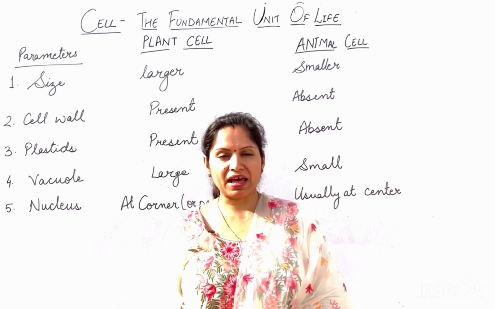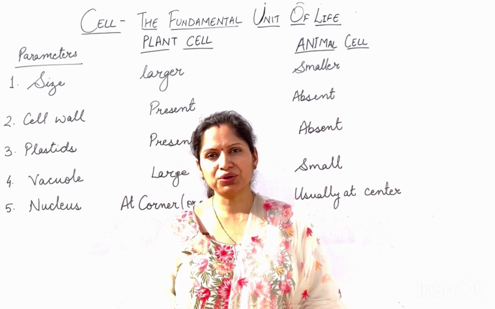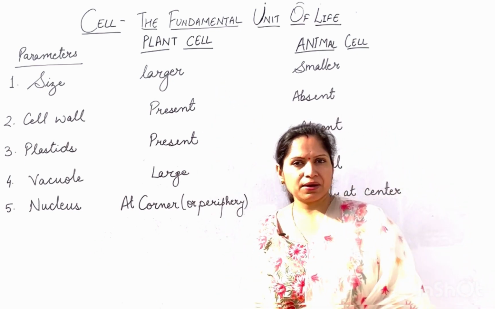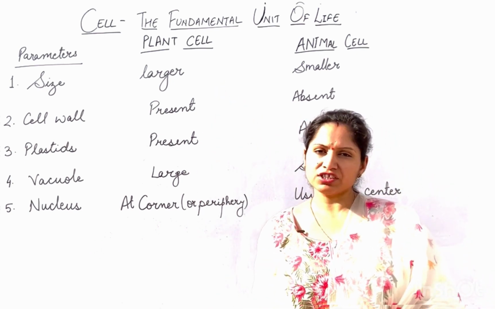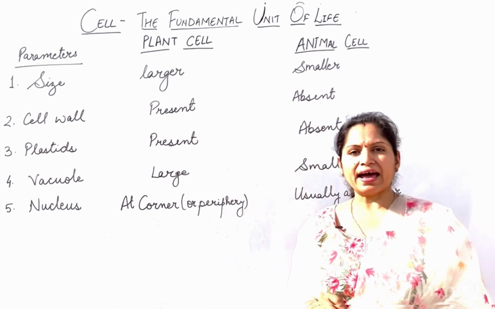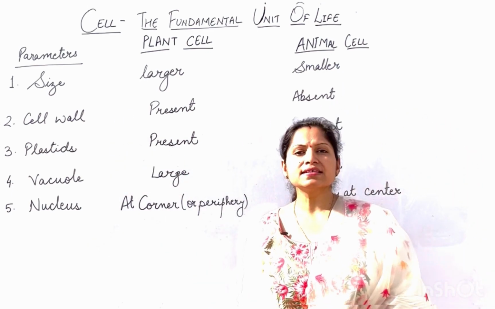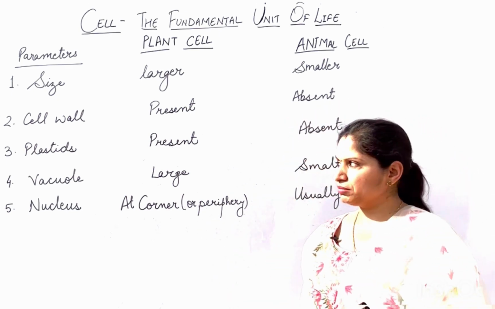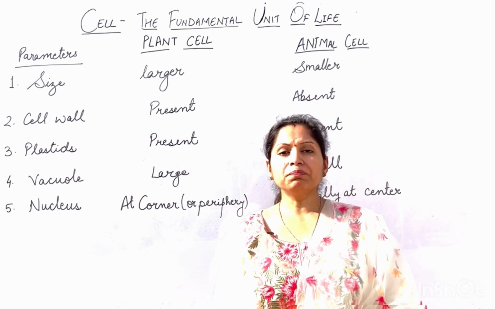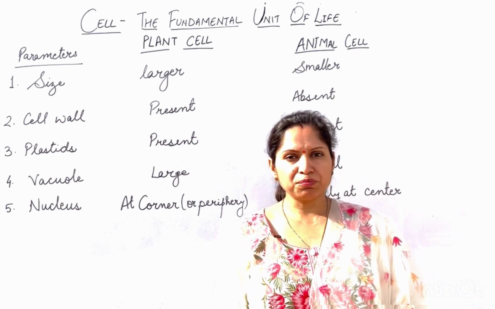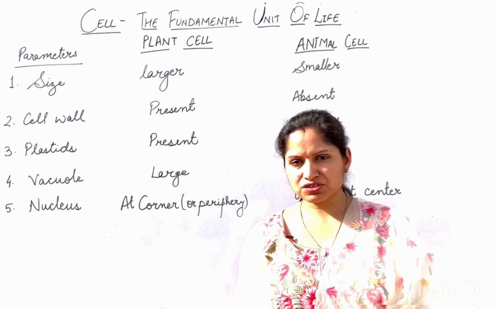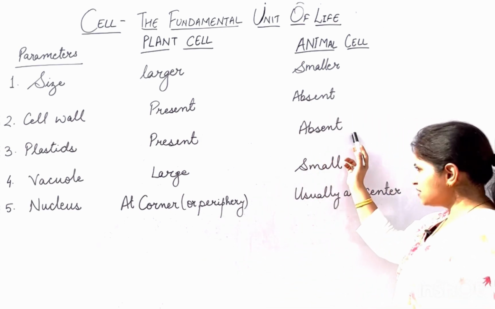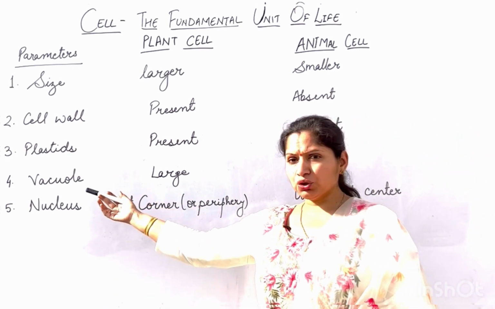Now let's discuss the difference between the plant cell and animal cell, which is a very important question for your exams. The first difference is based on the size. A plant cell is usually larger in size as compared to an animal cell. The second point is cell wall. It is present in a plant cell whereas absent in animal cell. Third point is about plastids. We have seen about chromoplast, chloroplast, leucoplast. So plastids are present only in a plant cell and absent in animal cell.